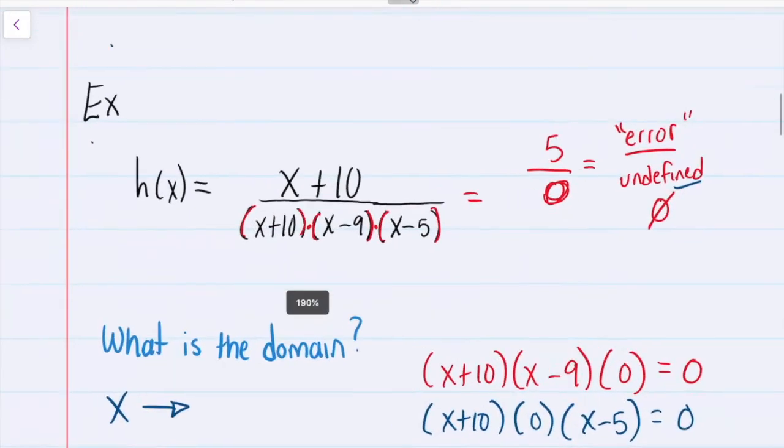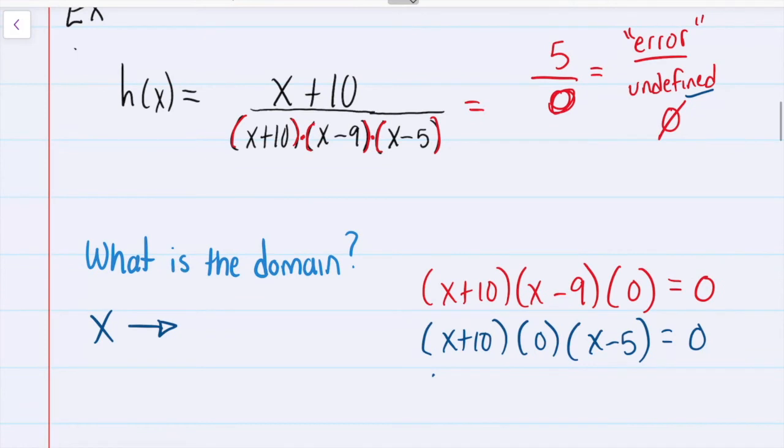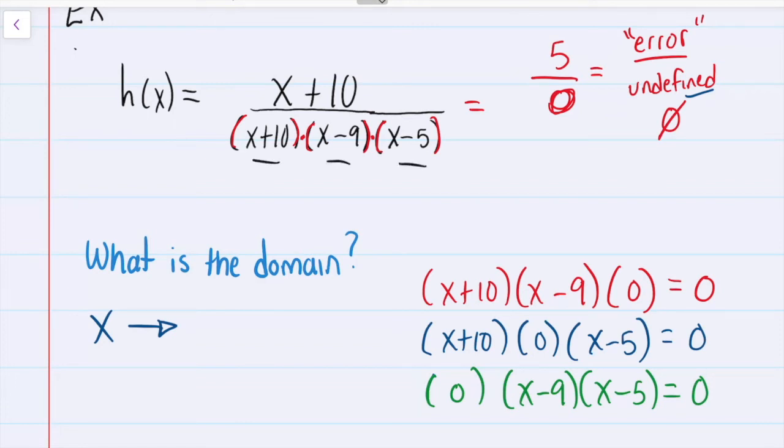And the last one, you guessed it. What happens if, let's do it in green, the first parentheses was 0? x minus 9, parentheses, x minus 5. Everything is going to give us 0 as well. So we need to figure out when each one of these individual parentheses is 0. Well, let's look at the first one.